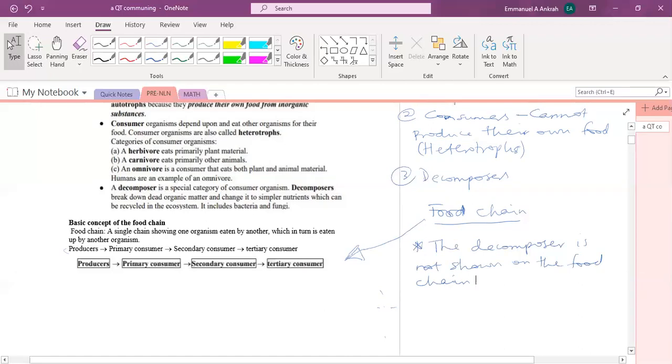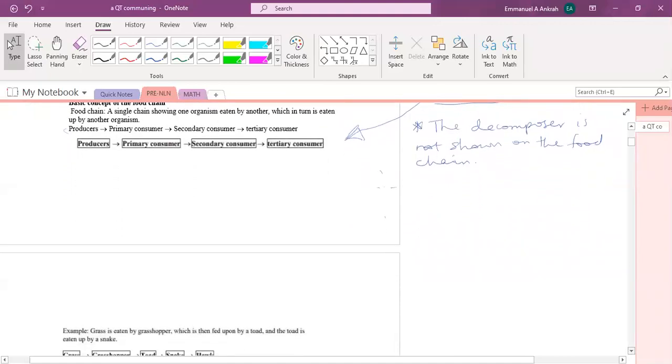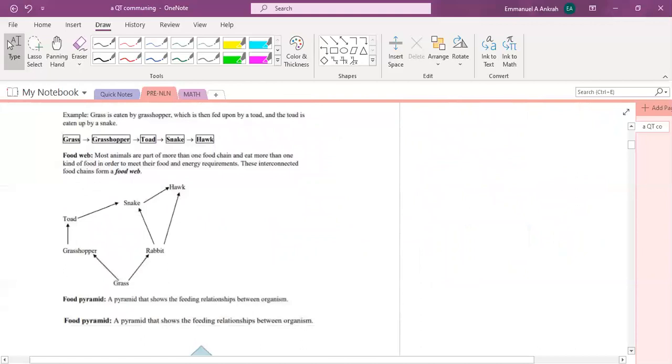So let's look at an example of the food chain. Okay, so this is an example of the food chain. All right, you have grass eaten up by a grasshopper. And a grasshopper is eaten up by the toad. And the toad is eaten up by the snake. And the snake is eaten up by the hawk. All right, so you just follow the arrow as it's given. In other words, grass produces food for the grasshopper. Grasshopper is food for the toad. Toad is food for the snake. And the snake is food for the hawk. Yeah, that's how you read this. Okay. That's a simple food chain, right?